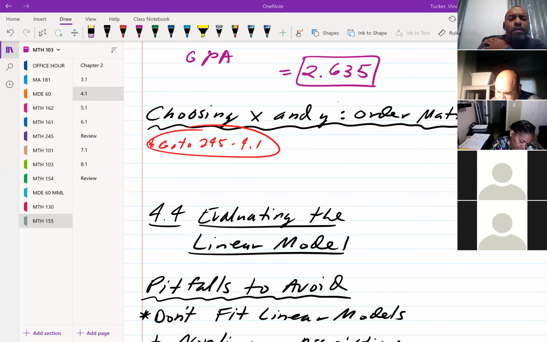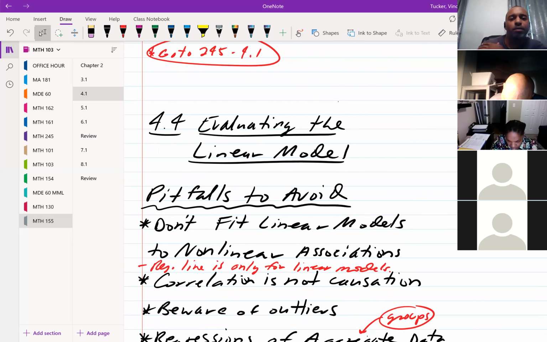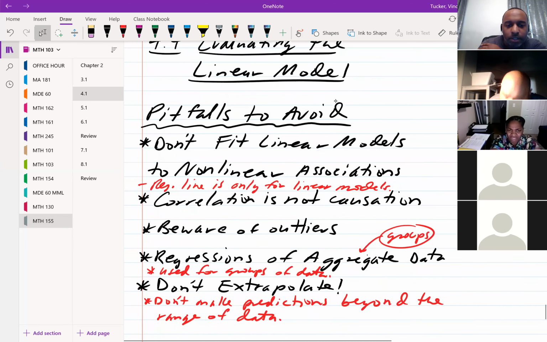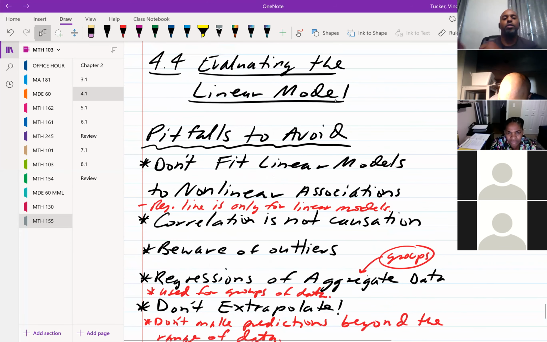I don't know if I posted the second test yet for you guys, but we really haven't covered everything on the second test until today. After we do 4.4, that will be all of the content for the second test. Okay, so 4.4. I don't believe there's much calculation in this one. It's just talking about that last coefficient of determination.